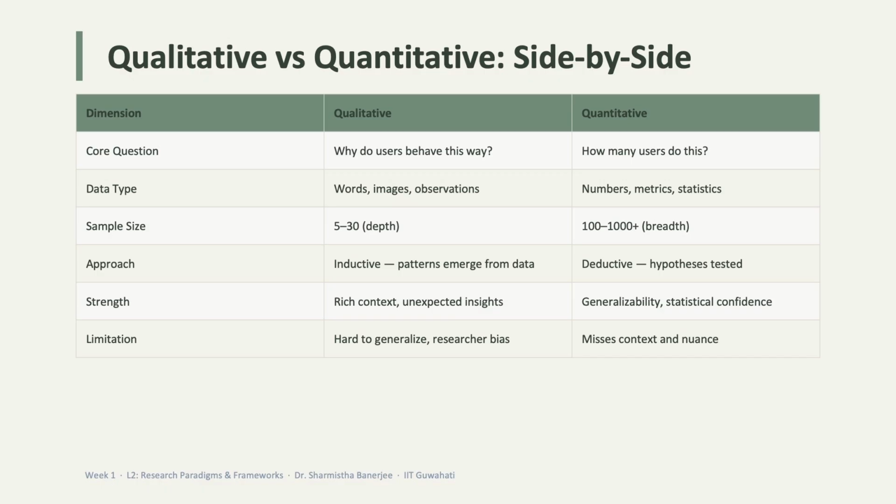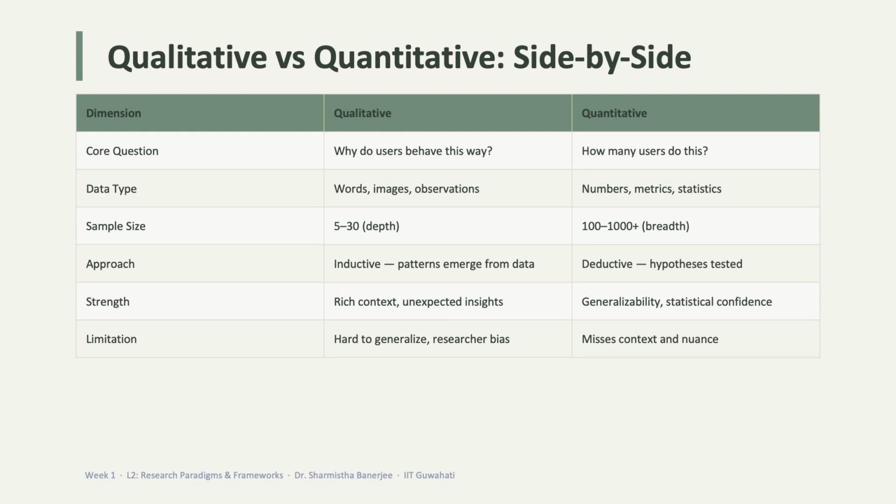So the key limitation of a qualitative research method is that it is very hard to generalize, because you did this research with a very small number of people, and the researcher's bias is involved because you and the respondent are talking to each other and gathering all this information.